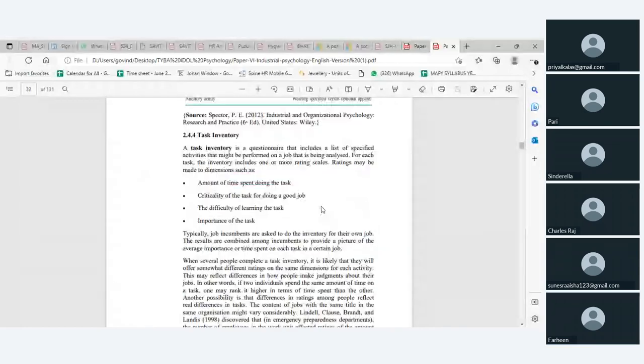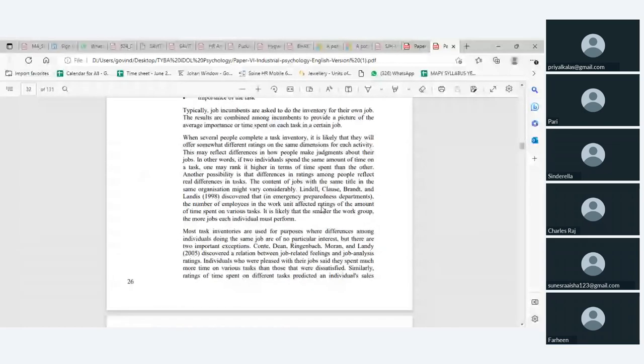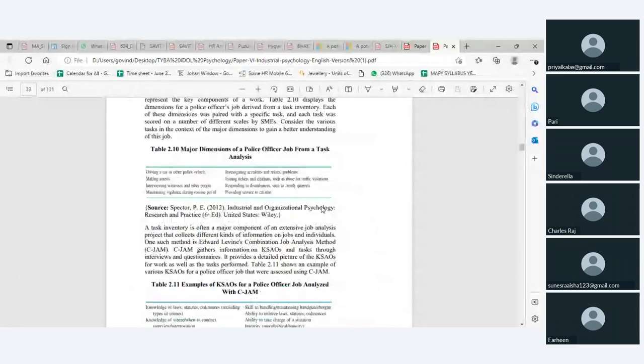The word itself is very clear. When we say task analysis, it is nothing more than analysis of the day-to-day job that they are doing on a daily basis.